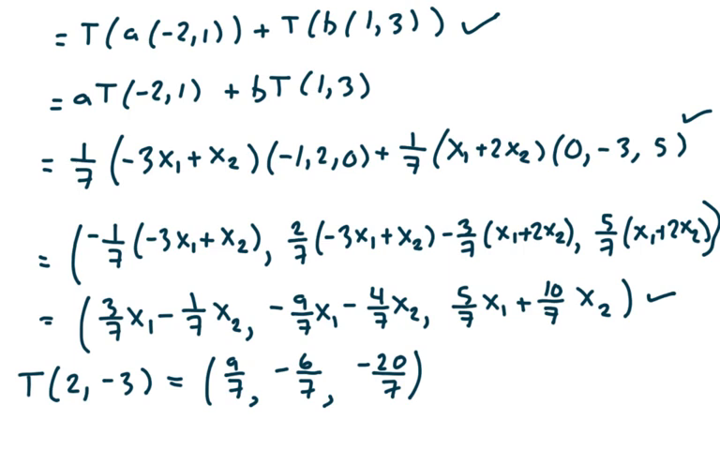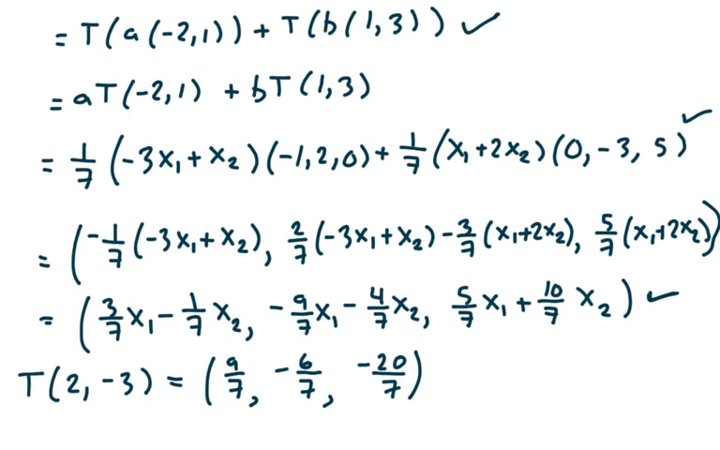And so my final vector should be the following. 3/7 x1 minus 1/7 x2. That's the first component. The second component should be -9/7 x1 minus 4/7 x2. The third component should be 5/7 x1 plus 10/7 x2. So it's just a lot of simplifying.